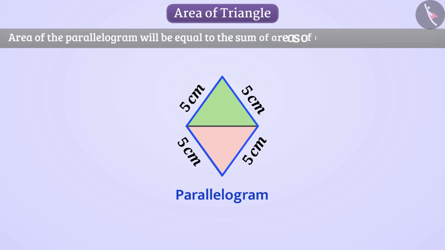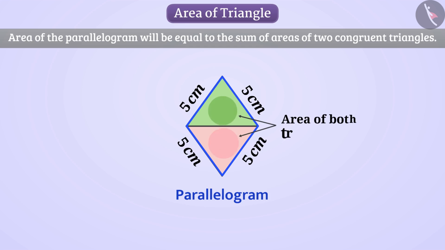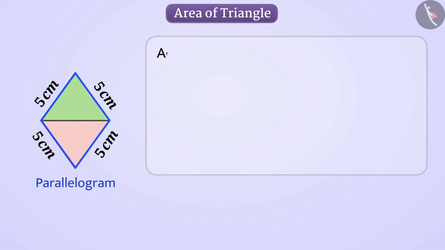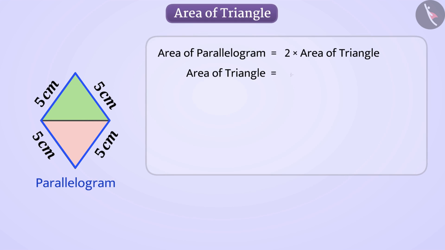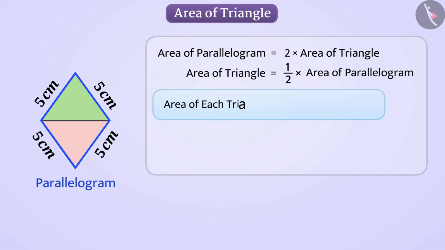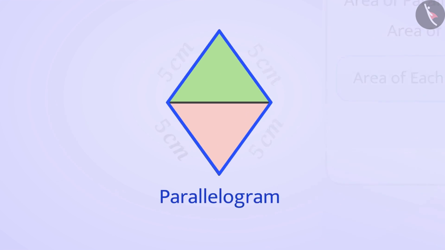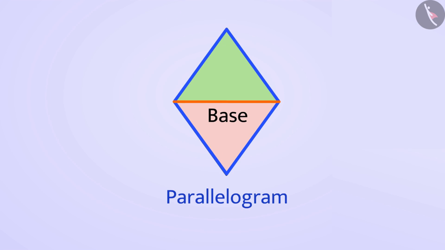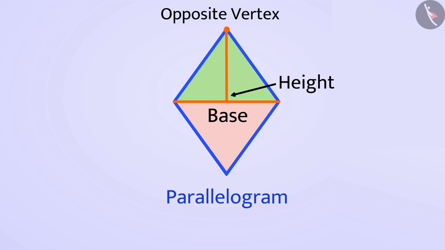Since the parallelogram is made up of two congruent triangles, therefore, the area of the parallelogram will be equal to the sum of the areas of two congruent triangles. Since the area of both triangles is equal, so we can say that area of parallelogram is 2 multiplied by area of triangle, that is, area of triangle will be half of area of parallelogram. In this way, the area of each triangle is half multiplied by base multiplied by height, in which base is one side of the triangle and height is the length of perpendicular dropped on that side from the opposite vertex.